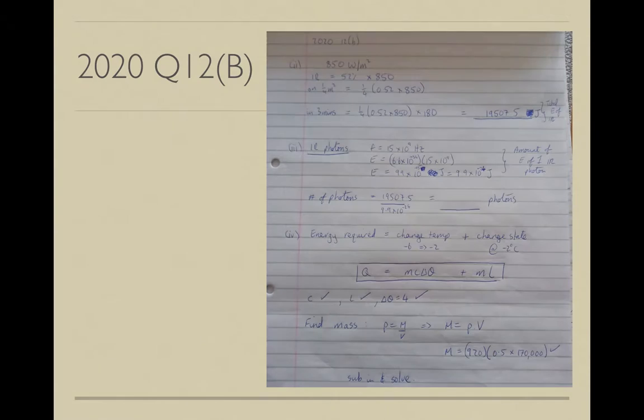So here we are again. Part 4, energy required is change in temperature and change of state. So we get two formulas there in the box, add them together. We have the c values given, we have the L values given. Change in temperature is 4. I've calculated the mass from density times volume. You just sub it in and solve. And that's the first question done.